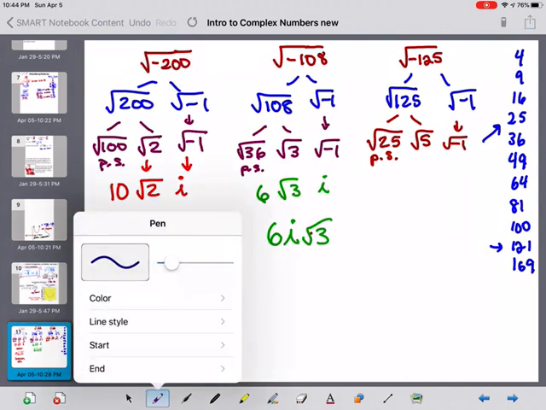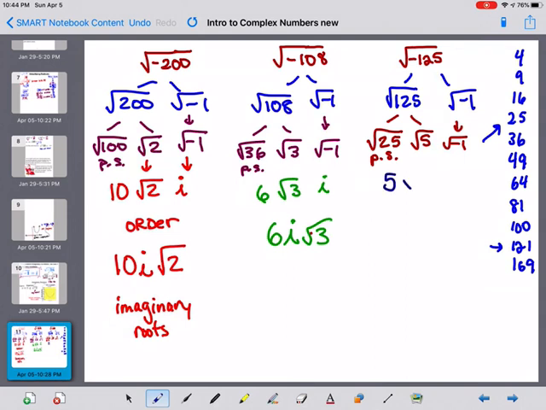Now I just write it all out. The square root of 25 is 5. I can't take the square root of 5. And the square root of negative 1 becomes I. The correct order is 5I radical 5. You just learned how to simplify radicals and what an imaginary number is. Have fun practicing.